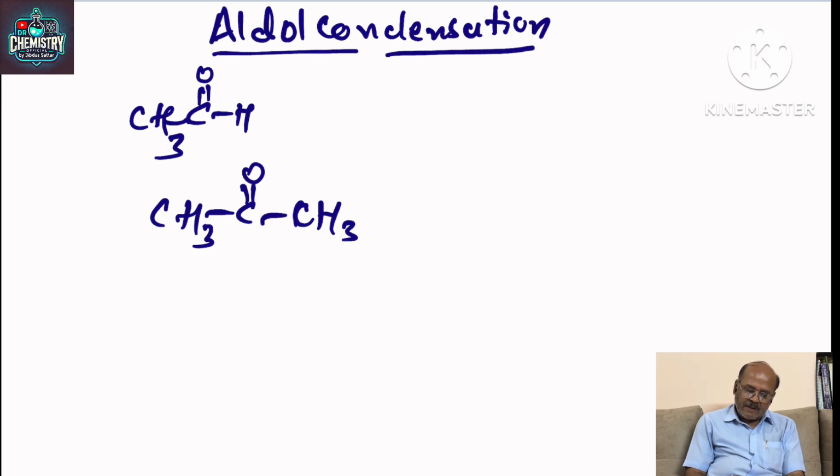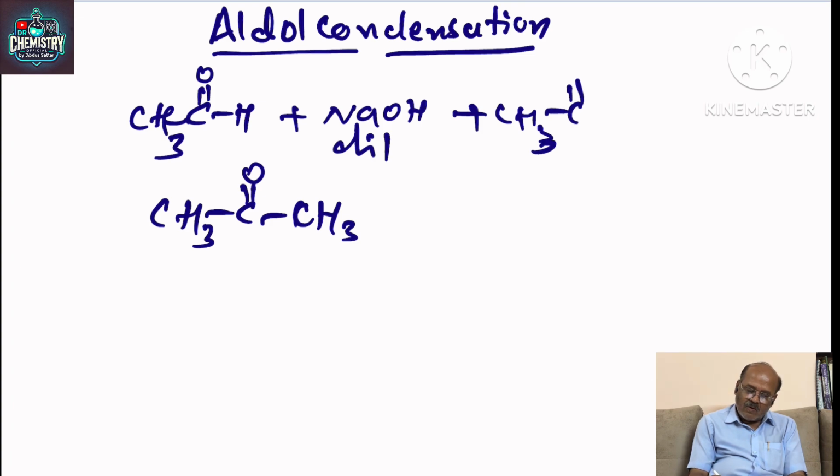An aldehyde or ketone consisting of alpha hydrogen is made to react with dilute alkali, for example sodium hydroxide. So they undergo self condensation. Take one more molecule: CH3, C double bond O and H. This is acetaldehyde, this is also acetaldehyde, and the reaction is carried out in the presence of dilute alkali. So they undergo self-condensation.